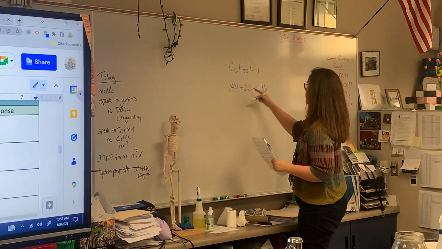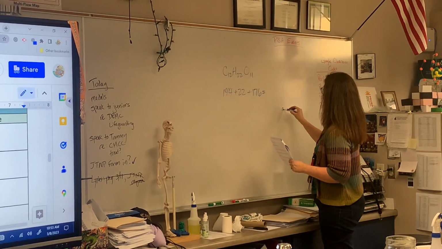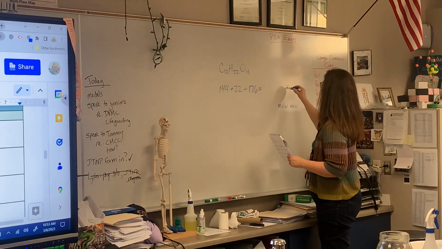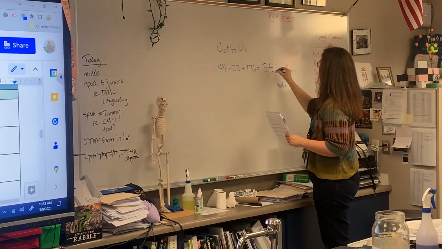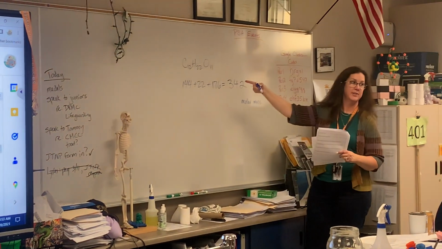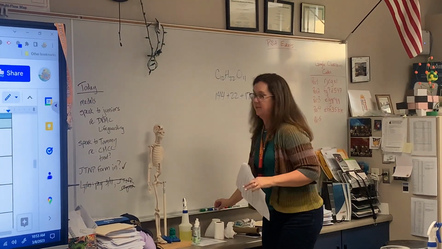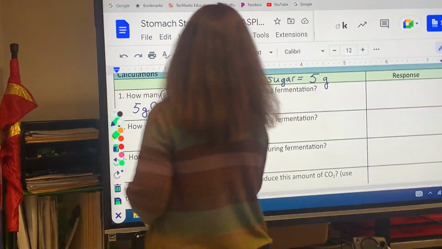And then if we add all these numbers together, can you guys do that? And this is going to be our molar mass. 342. Okay, we all agree with that? So that's the molar mass of sugar, unless somebody says that it's a different number. But that looks right to me. All right, so we're going to use that, 342 grams.